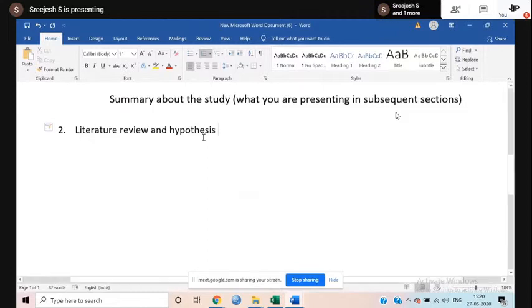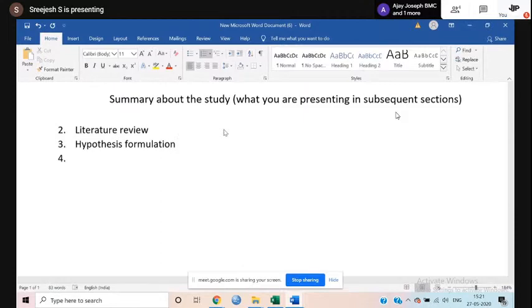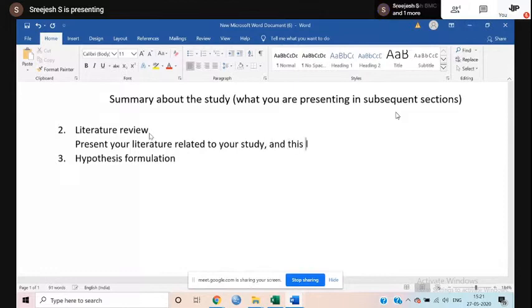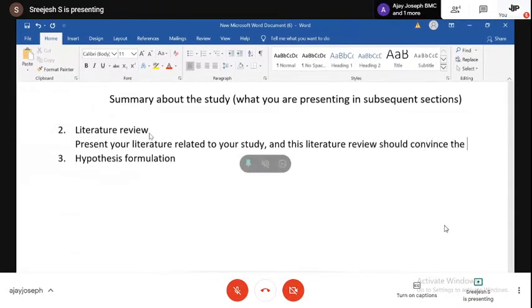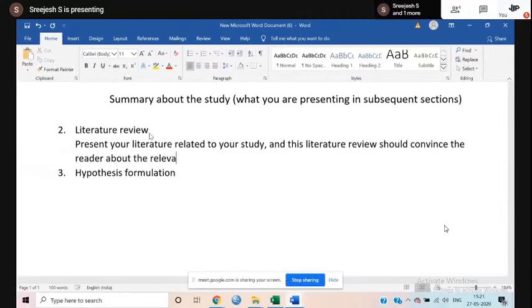Some people will not club hypotheses and literature together. They'll make a small literature review section, and the third section would be hypothesis formulation. In the literature review section, you present your literature related to your study, and this literature review should convince the reader about the relevance of the research gap or question.